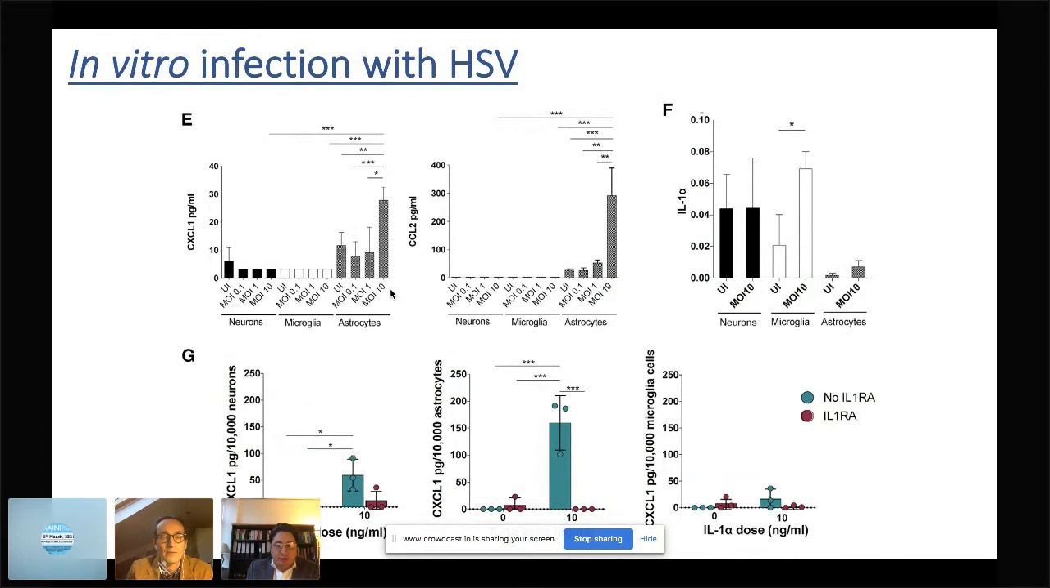between microglia and astrocytes. So what we did then was incubate neurons, astrocytes, and microglia with two different doses of interleukin-1 and demonstrated that both neurons and particularly astrocytes upregulated their expression of CXCL1 when incubated with IL-1. And then we can actually block this effect completely with a co-incubation with the interleukin-1 receptor antagonist.